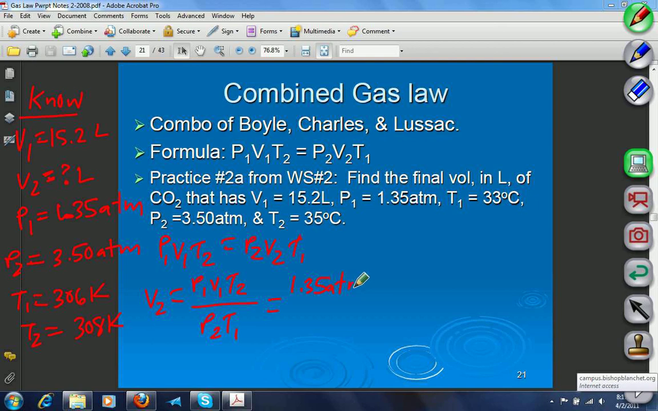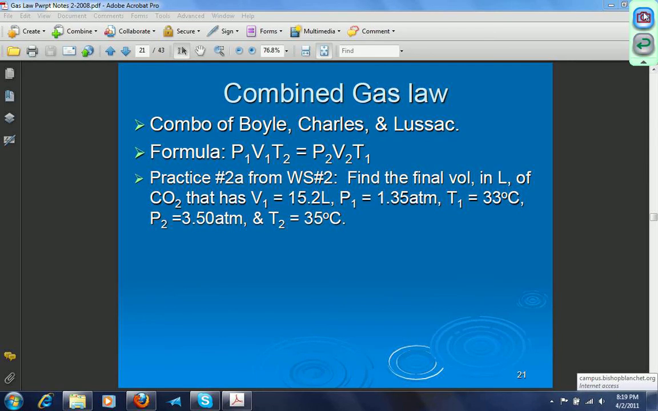Now I'm going to find my numbers and drag them in there and do a little math. I love to keep the units in there to see if they cross-cancel. 1.35 atm times 15.2 liters times 308 kelvins, all divided by 3.50 atmospheres times 306 kelvins. So here I get to cross out those great units. Left with liters, that's what I want. So 3 sig figs, 5.90 liters. Cha-ching! Love it.